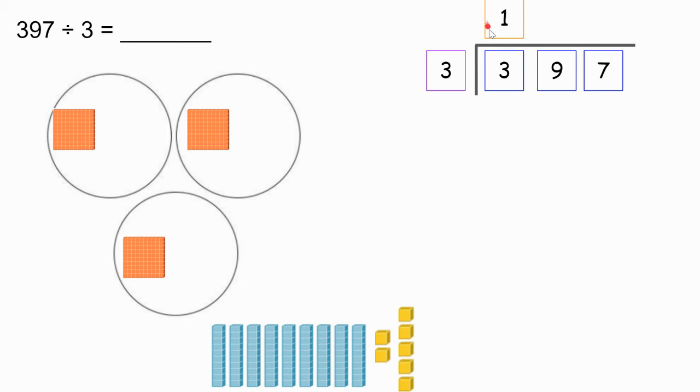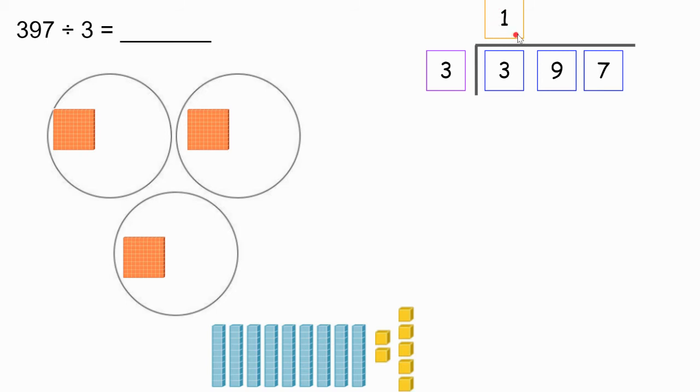Another way we can get one up here is by asking ourselves, what can we multiply by our divisor 3 to get to 3 without going over? Well, we know that 3 times 1 is 3. So that's another way we can get the 1 up here. So this shows there's one flat in each group.